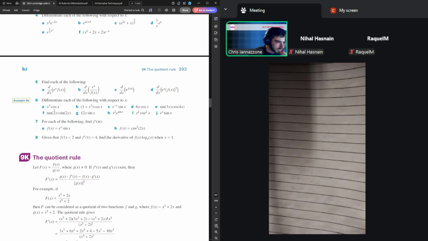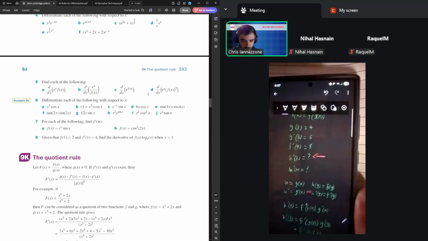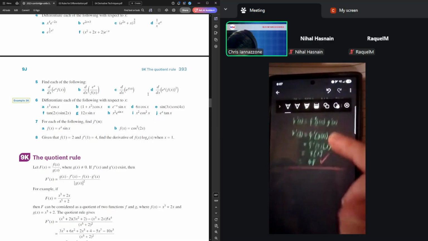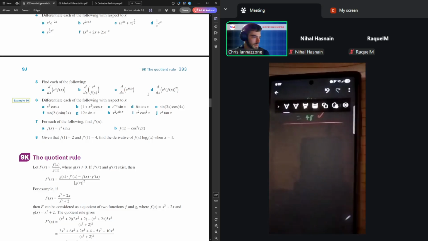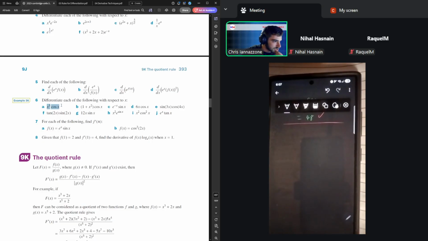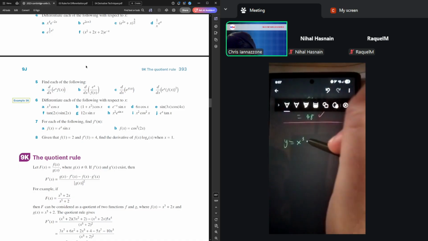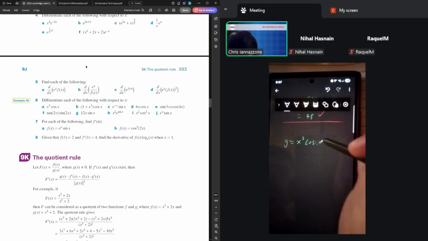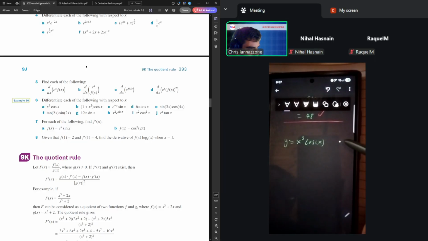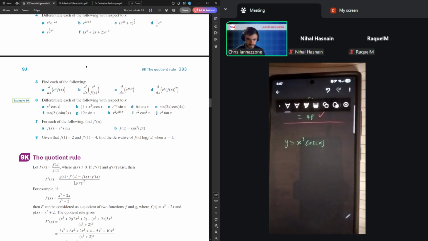Let's even jump down to question 6, where they're starting to use different functions. It shouldn't be harder, it's just going to get you used to using more than just your power of x functions. Let's go with just 6a, I guess. x cubed cos x. So y equals x cubed cos x, and the goal is simply to differentiate it.